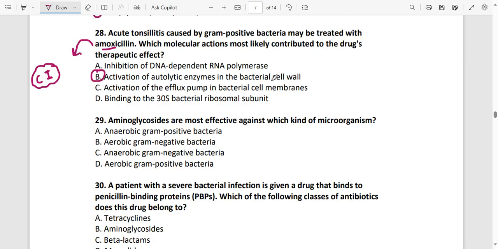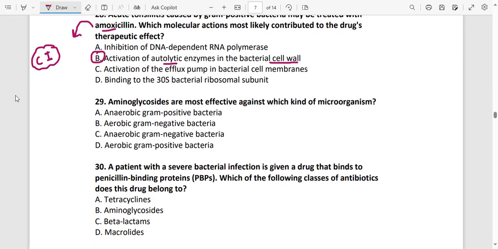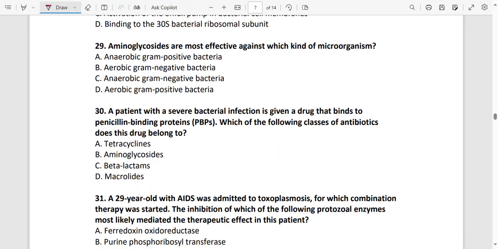You can see it's the only one talking about the cell wall, right? So actually what it does is that when it is taken up by the cell wall, it activates enzymes that start breaking down the cell wall. Those are autolytic enzymes. We are remaining with 5 questions. Is it 5 or 4? Aminoglycosides are most effective against which kind of microorganisms? Aerobic gram positive, aerobic gram negative, anaerobic gram negative, or aerobic gram positive. Anyone?